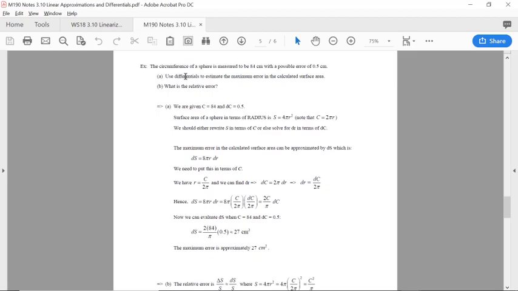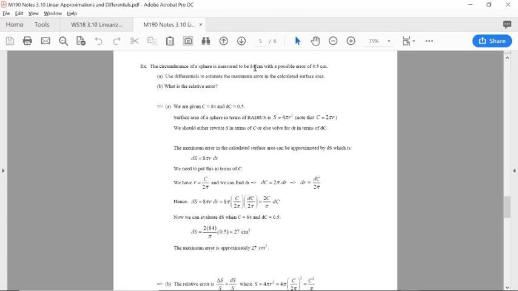Okay, the circumference of a sphere is measured to be 84 centimeters with a possible error of 0.5 centimeters. That is, we are given that the circumference is 84 centimeters, and a possible error in the circumference is as much as 0.5. So that is to say that the actual circumference of the sphere could be anywhere from 83.5 centimeters to 84.5 centimeters, depending on the instrument we were using to make the measurement. Okay, that's where we permit that there is this possible error in our measurement.